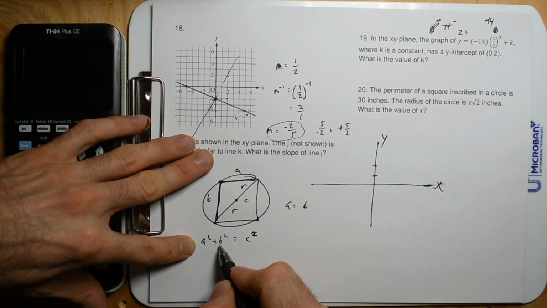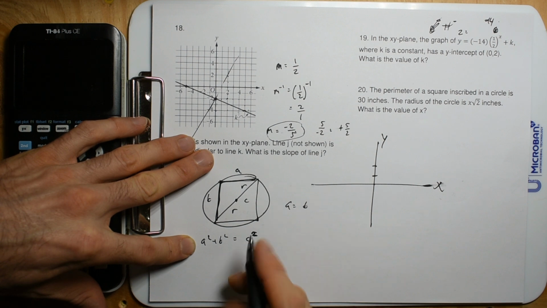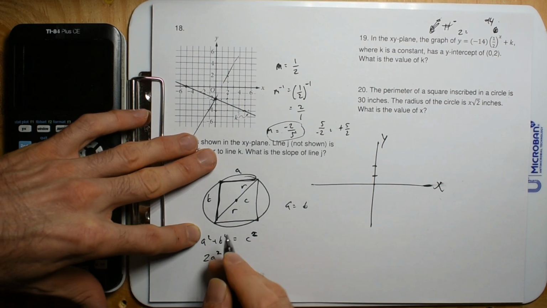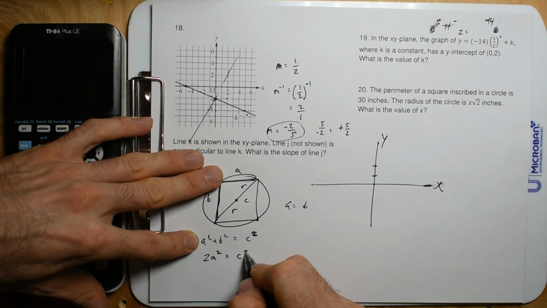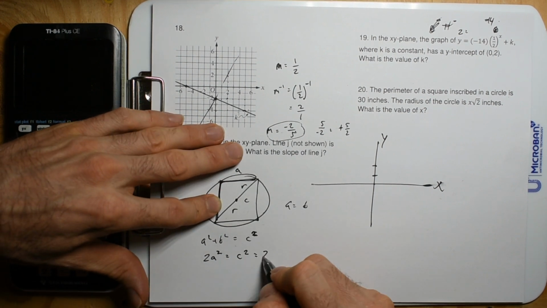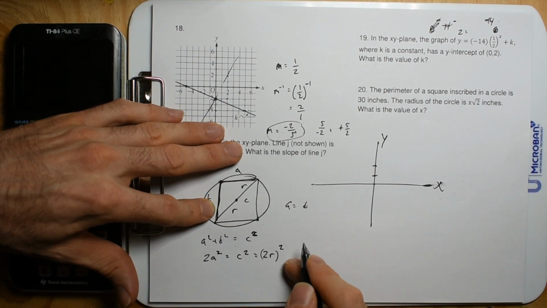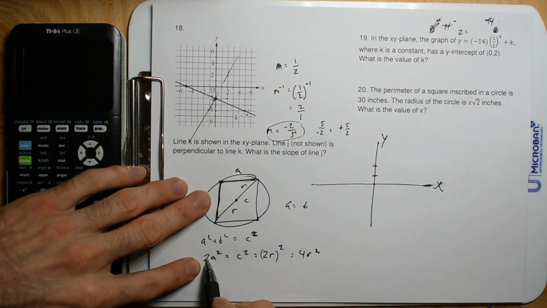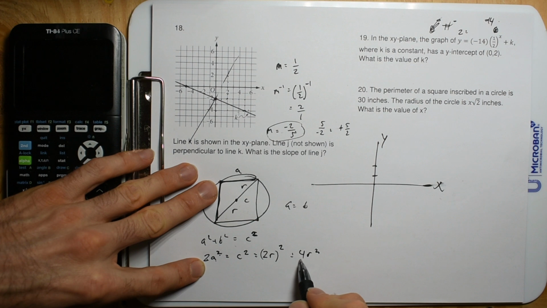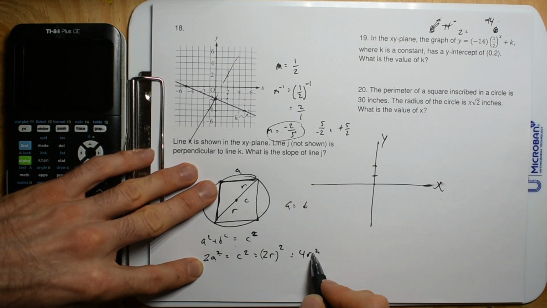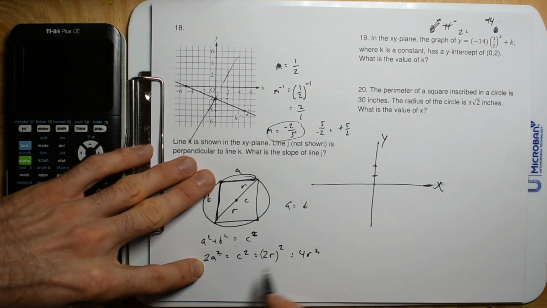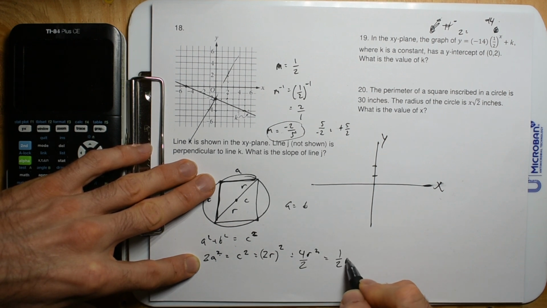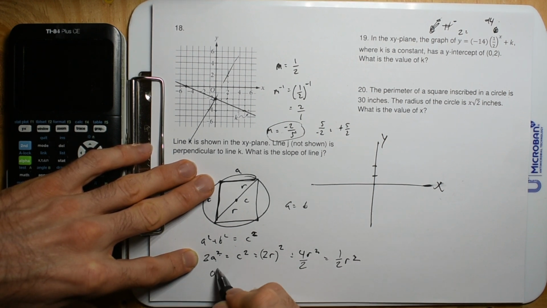So right now you could say that's just 2 side squared. Just 2 of those is equal to C squared. And C is just 2R, but we're going to square it, so that's going to be 4R squared. So 2A squared is equal to 4R squared. What are we trying to find? The side. So we're going to divide by 2, so we're going to have 2R squared, and this is going to be equal to A squared.